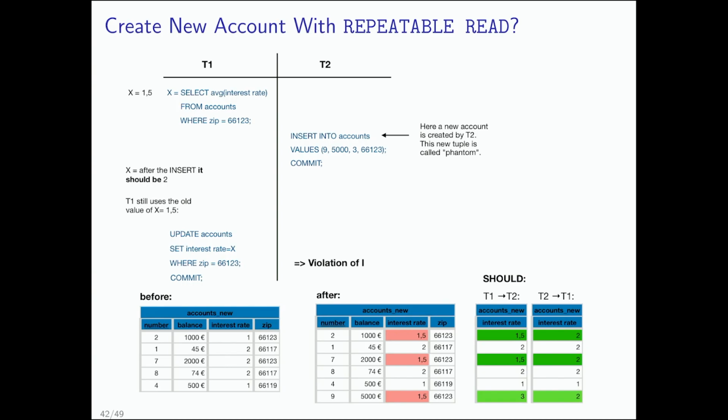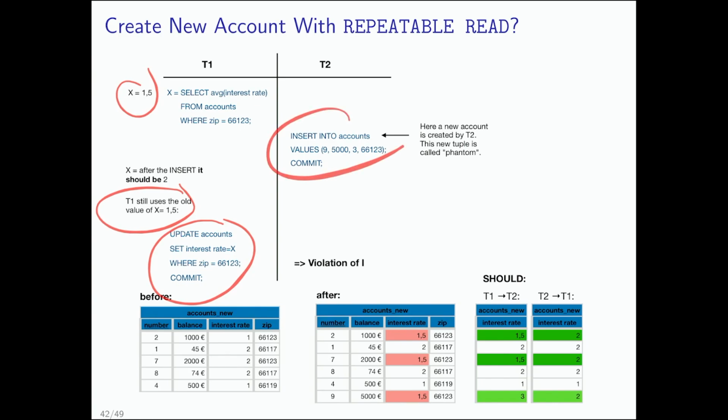Creating a new account with repeatable read. So that will obviously go into the phantom problem space. Here we select an average interest rate for all accounts where the zip is equal to Saarbrücken. Then we insert a new account, and after the insert, actually that x value would have been 2. But we still use the old value of 1.5, do an update on everybody, including this one. Here we have a conflict.